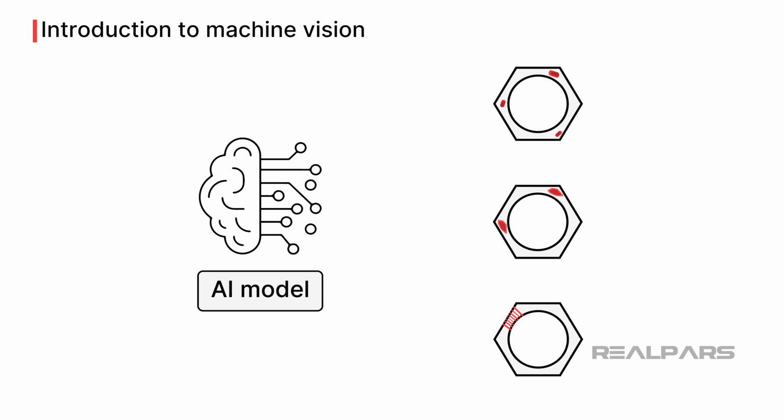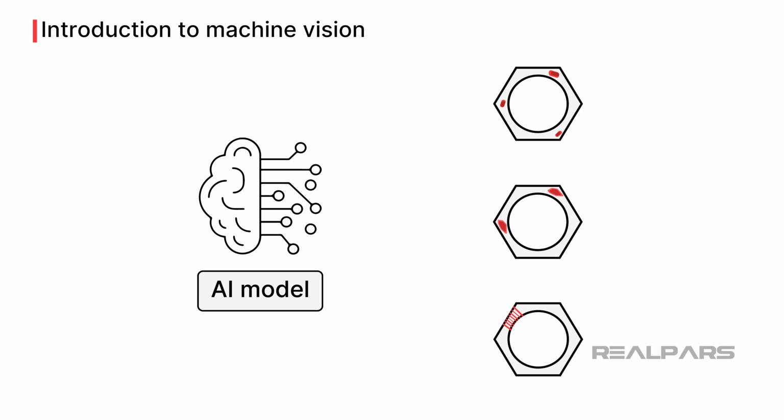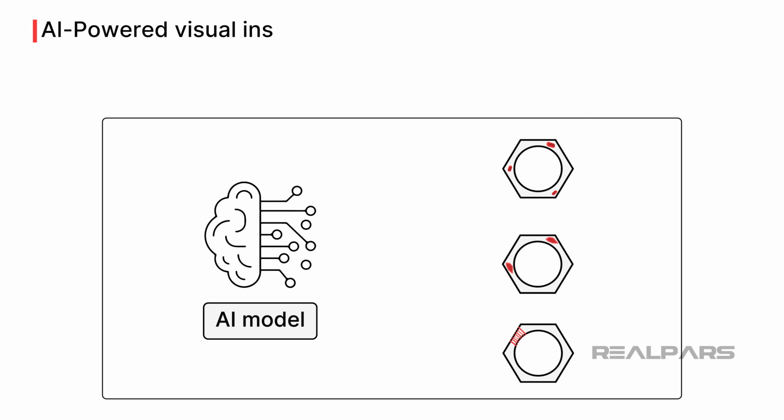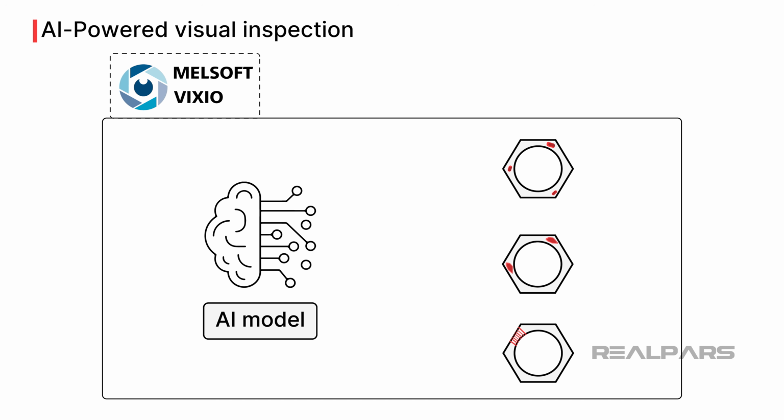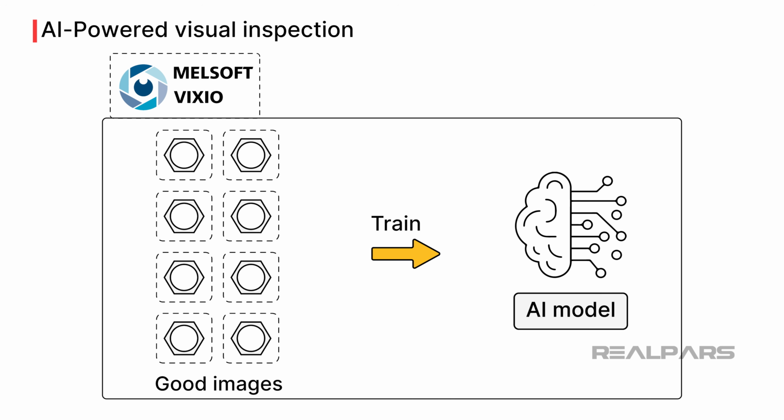Thanks to advances in computing technology, AI-powered machine vision systems can now be deployed to improve the results of these difficult inspections. Let me show you how. Modern visual inspection software, like Mitsubishi's MelSoft Vixio, lets engineers easily build AI-powered algorithms to detect anomalies on parts without defining limits. To do this, an engineer uploads photos of good parts and uses them to train an AI model.